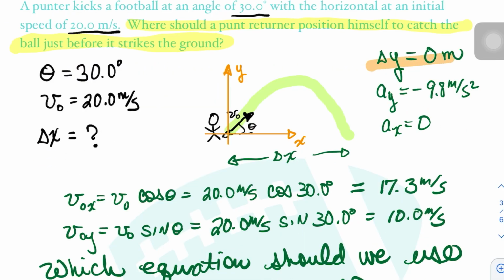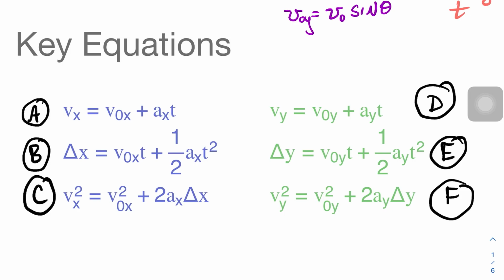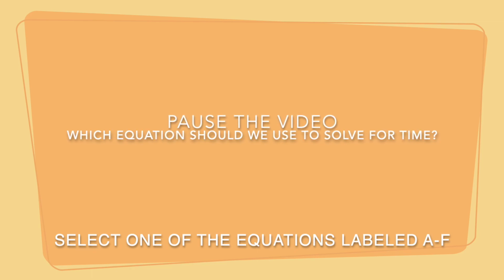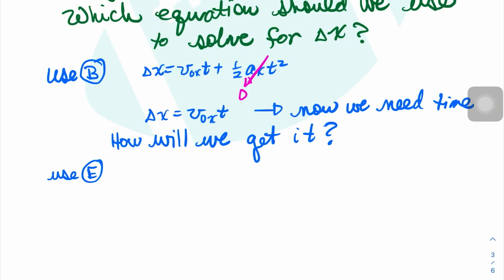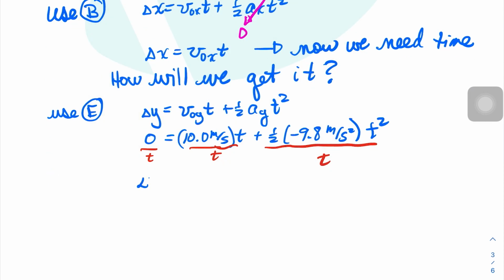Let's hop up and look at what we have. What do we know from our givens that we haven't used so far? I hope that you selected E. E is going to allow us to solve for time. So I'm going to write out that equation, sub in everything that I know, use that to solve for time, and that is my time of flight for this football.